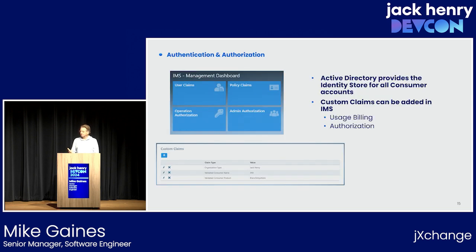There's a little further refinement when we get in here, and we use our identity management service for claims. I don't know if you can see that down there, but it says valid consumer name and valid consumer prod. That is a value that Jack Henry issues to every integrator and for every product that's integrating. We use that for further authorization purposes, and the big reason is for usage billing.